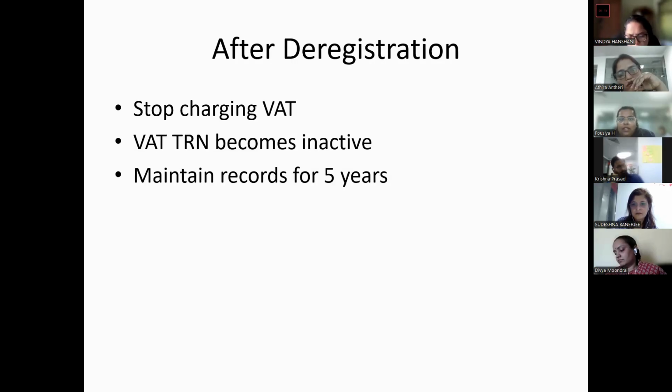And after deregistration, we don't have to charge VAT. Once the FTA approves the deregistration, we can stop charging VAT, and the TRN which was provided to the business will become inactive. And after deregistration also, we should maintain all the records for the VAT paid and all the deregistration documents for 5 years, because it is compulsory. If anything comes back, we have to have proper documents of all the records.